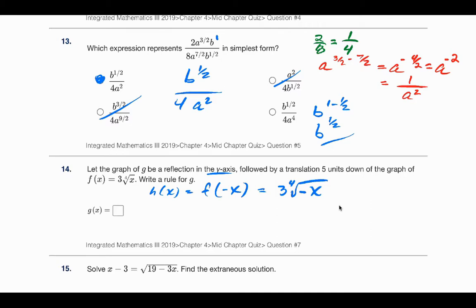And then our g of x, we're going to go 5 units down. So remember, that's on the outside. So we're going to say our g of x is equal to our h of x, and we're going to go 5 units down, so that's negative. It's on the outside, so it's minus 5. So our h of x was 3 times the 4th root of negative x. And like I said, we're going to take the minus 5 and put it on the outside. That is how you will put it in your calculator, or one similar.